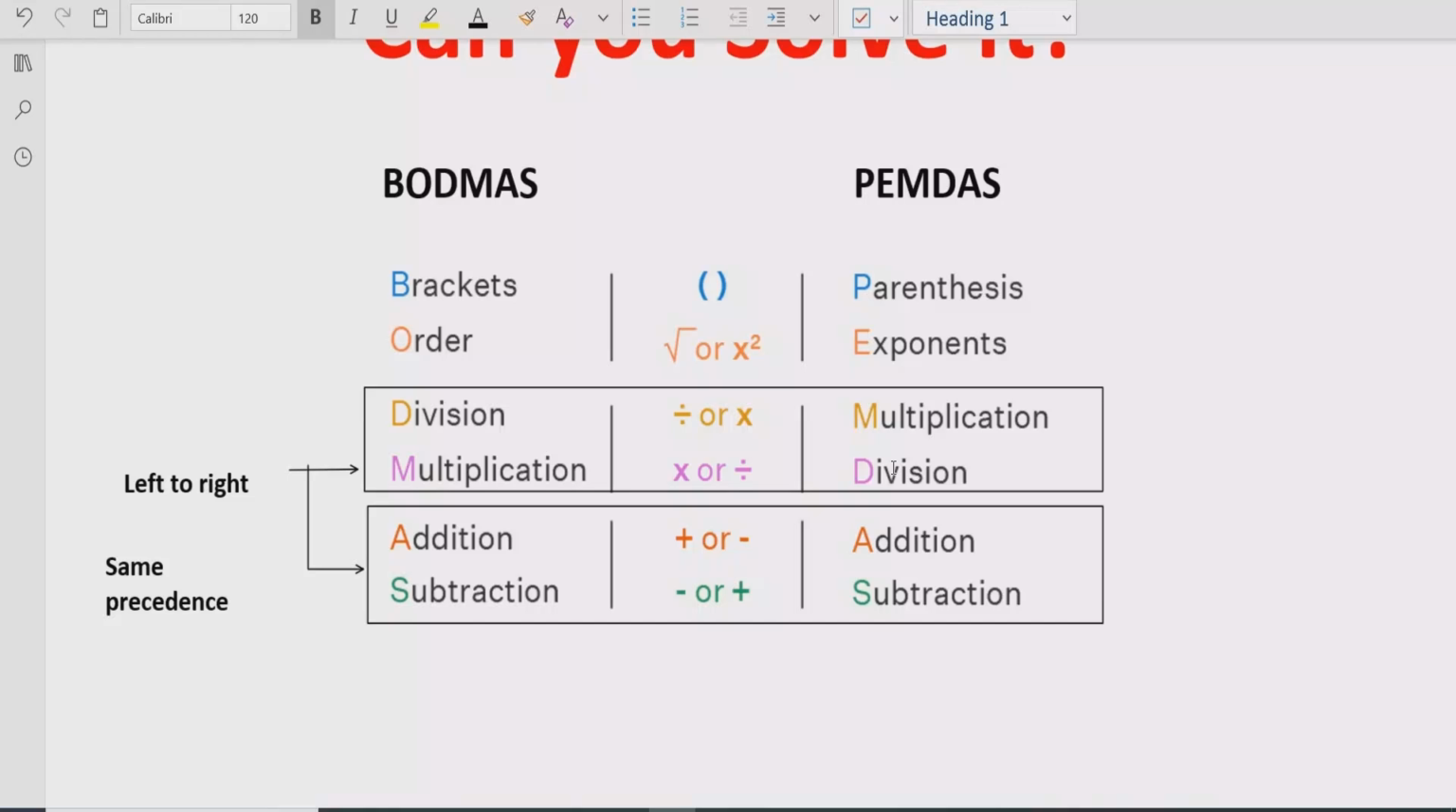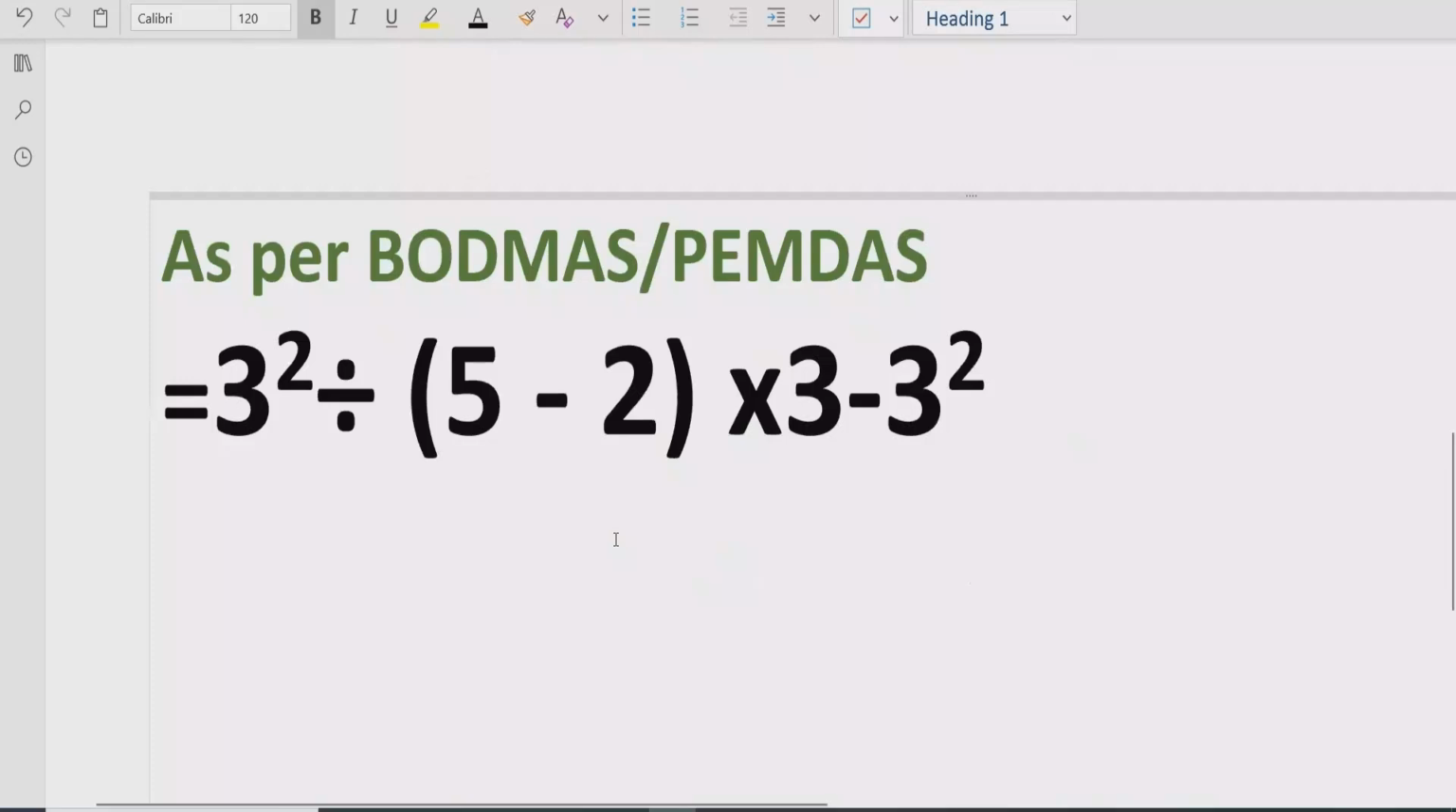Step number 3, you have to solve division and multiplication. Both have similar precedence, so you can solve any of them if you are going left to right. Whichever is coming first, you have to solve that operation first. Similarly, for addition and subtraction, we have the same rule. We can solve addition first if it is coming first, and we can solve subtraction first if it is coming first. Now move forward to solve the given expression.